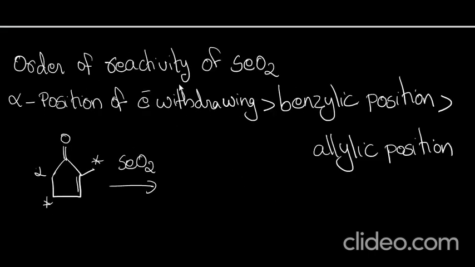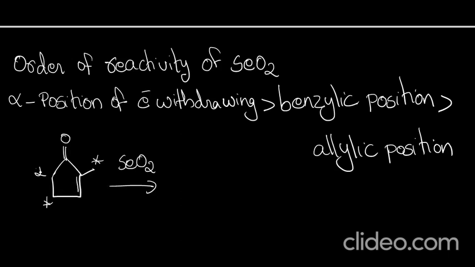Now, what is the order of reactivity of selenium dioxide? We discussed a lot of applications of selenium dioxide, in which oxidation at the alpha position of an electron withdrawing group is preferred over benzylic position oxidation, which is preferred over allylic position oxidation. So, consider an example. Here, this compound undergoes selenium dioxide oxidation. What will be the product?